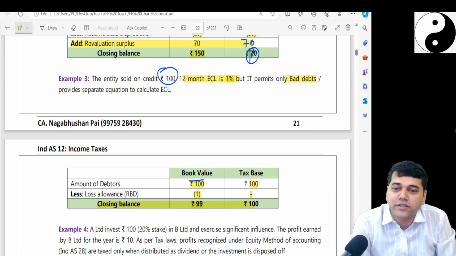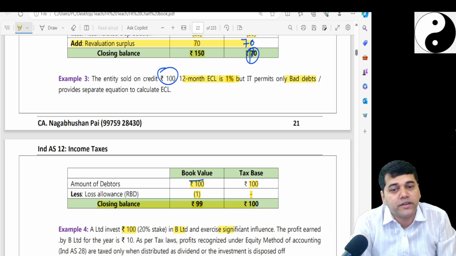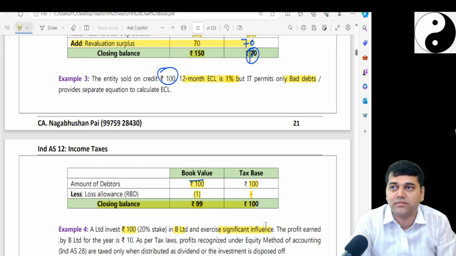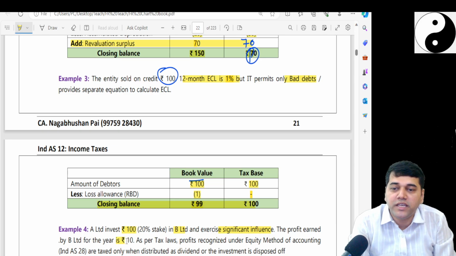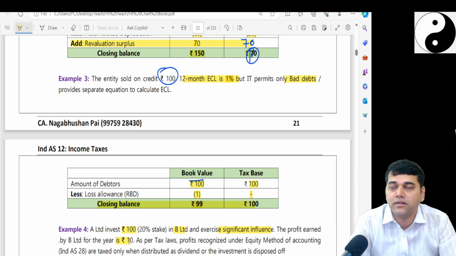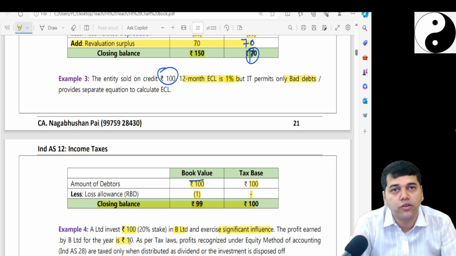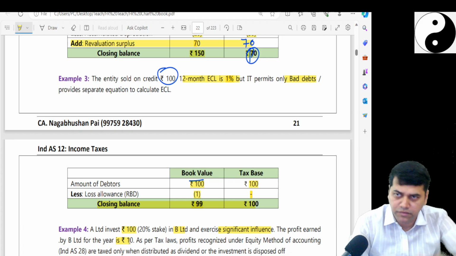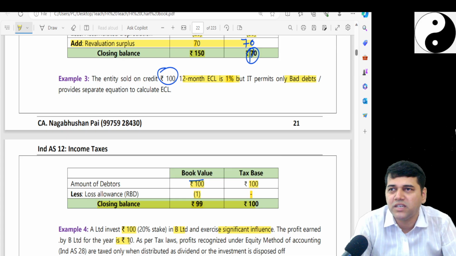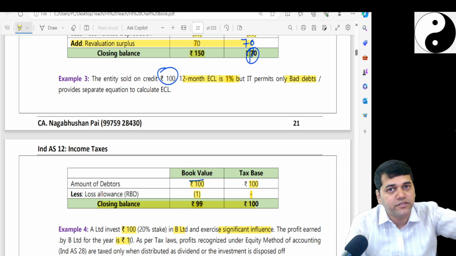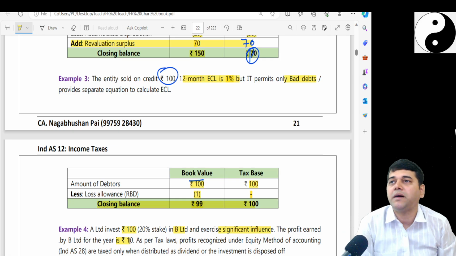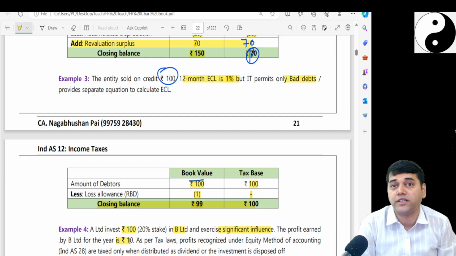A Limited has invested 100 rupees, which is a 20% stake in B Limited, and you have exercised significant influence. Now the profit earned by B Limited for the year is 10 rupees. Now which method of accounting are you going to follow? Since you have got significant influence, you will follow the equity method of accounting, which we will learn now. Somewhere you must have learned associate accounting. What you do, whatever profits they make, 20% of that you will pass accounting entry in your books of account, in consolidated, not in standalone.